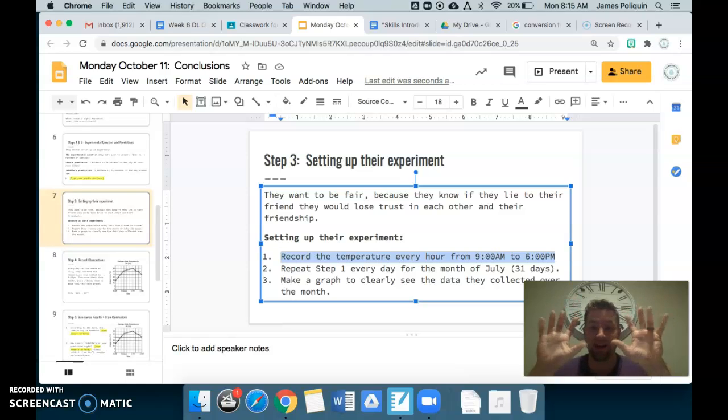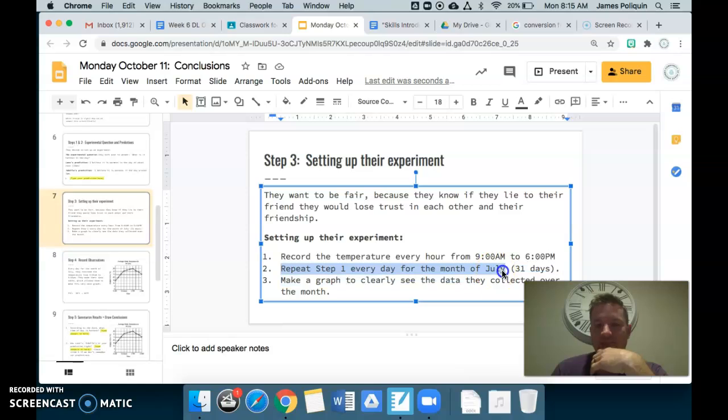So 10 different hours in the day. They're recording it every hour, once a day for every hour, 10 times a day. They will repeat this step every day for a month. So they did it every single day in July. It's incredible. They did it for 31 days because they know that if they only did it for one day, you might not have really good data. So they did more days to get more accurate results.